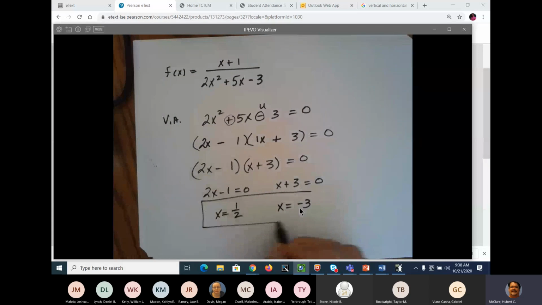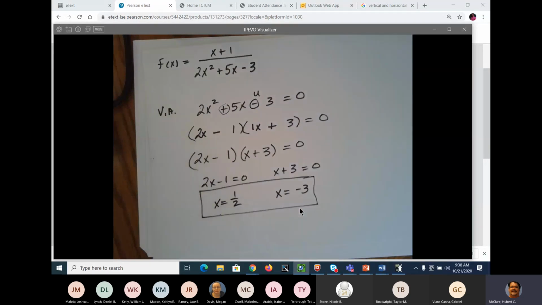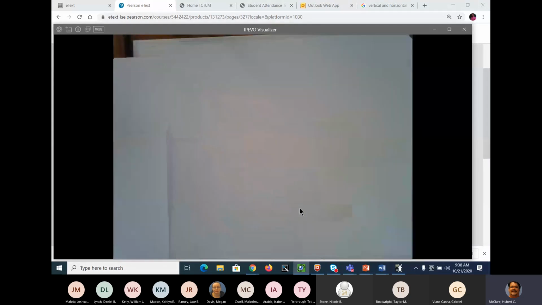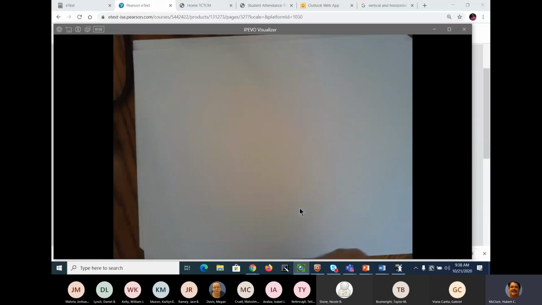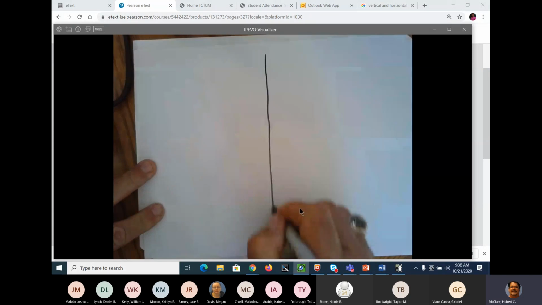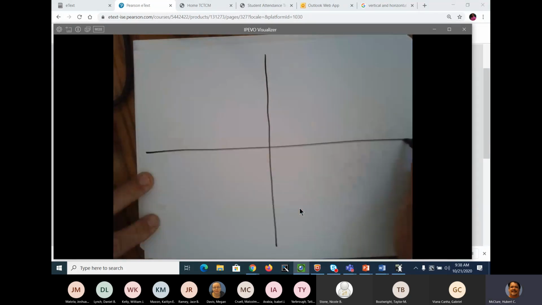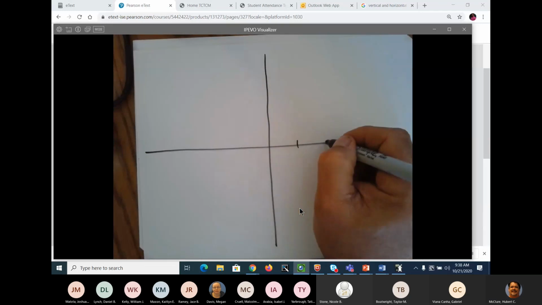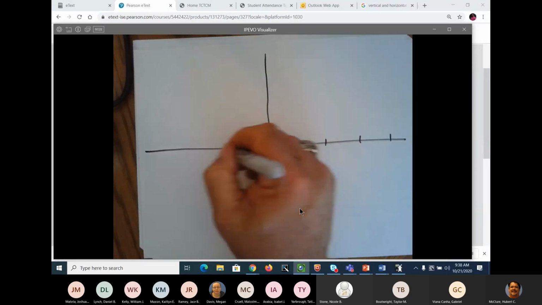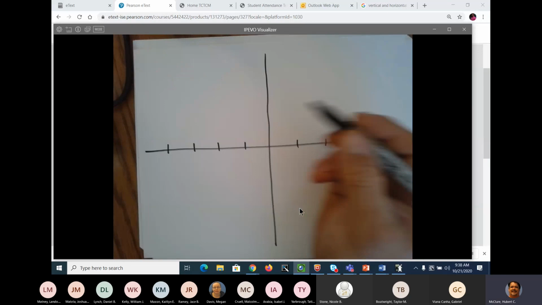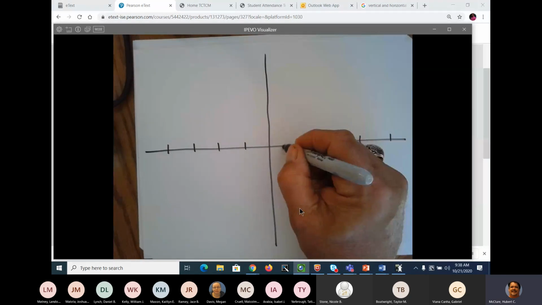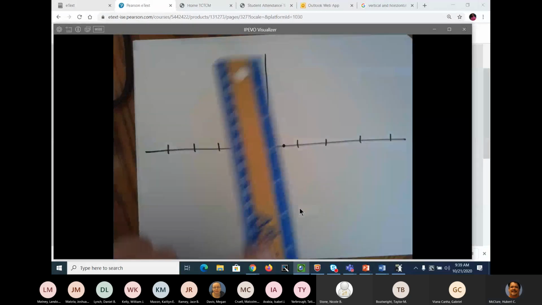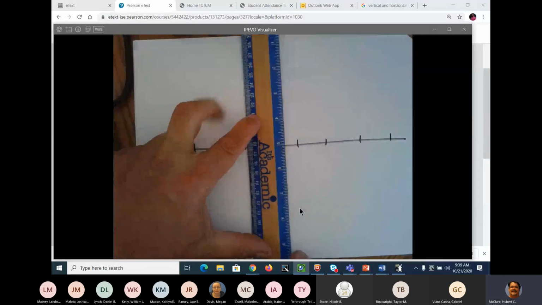vertical lines. So I'm going to go to my handy dandy, I'll put this back in just a second. I'm going to draw a big graph here. And at 1/2, I've got a vertical asymptote. So I'm going to draw a vertical line, and it's going to be dashed.